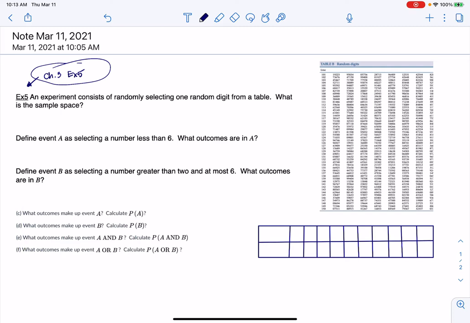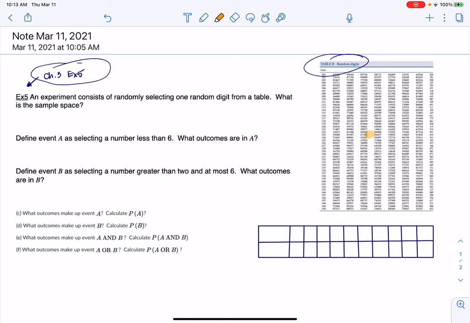So with that, let's remind ourselves of what started us in chapter 3. It says an experiment consists of randomly selecting one digit from a table. What is the sample space? So I put our little random digit table here, and I'll just pick a highlighter. I'm just going to push my pen here. Oh, that was a mess.